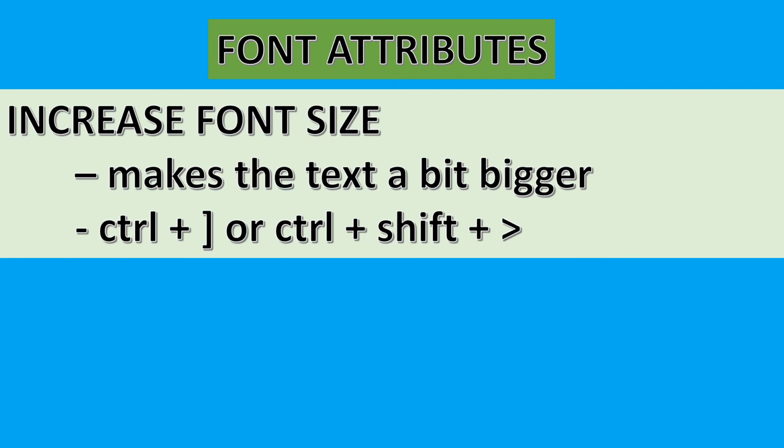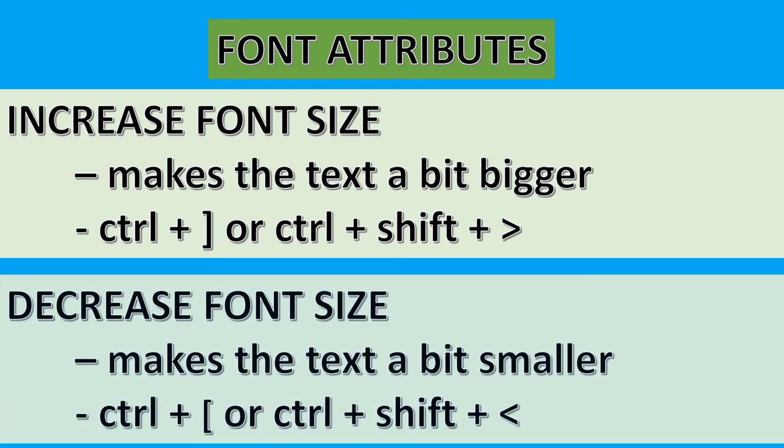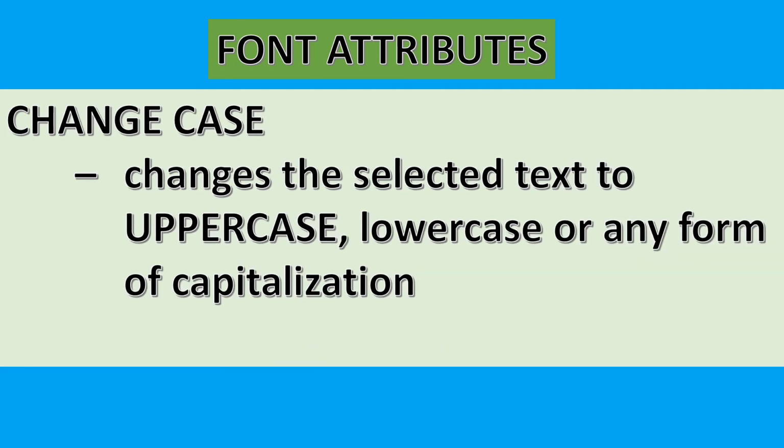So here are the font attributes that we have learned. First is the increase font size. It makes the text a bit bigger. We are using Control plus the bracket or Control Shift and the more than sign. Next is decrease font size. It makes the text a bit smaller. We are using Control plus the left bracket, or Control, Shift, and the less than sign. Next is change case. Change case changes the selected text to uppercase, lowercase, or any form of capitalization.